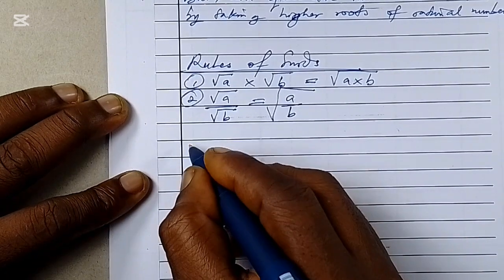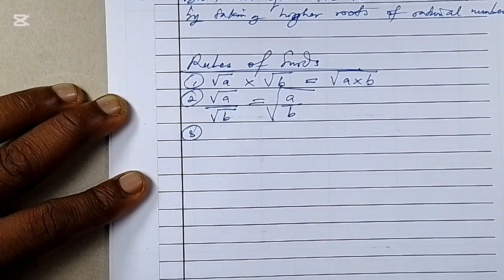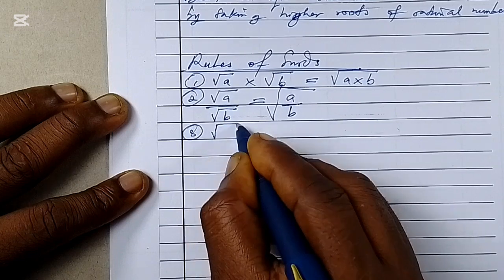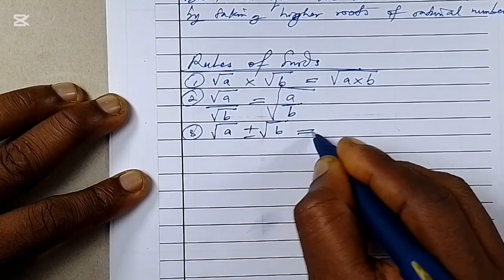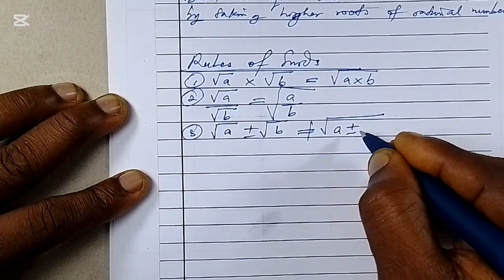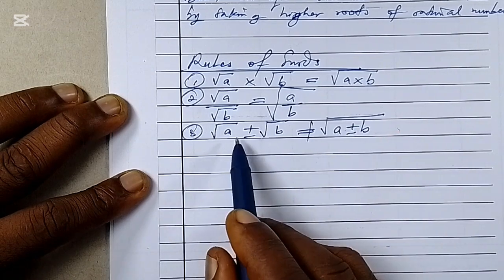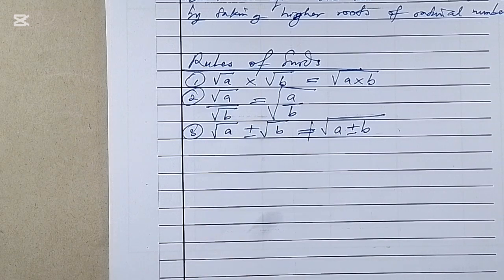However, there is a third rule which is actually not a rule of surds, but a rule that students must observe: the square root of A plus or minus the square root of B is not equal to, and should not be perceived by any student to be equal to, the square root of A plus or minus B. This is a remark for students to know that although 1 and 2 are applicable in surds, 3 is not applicable.